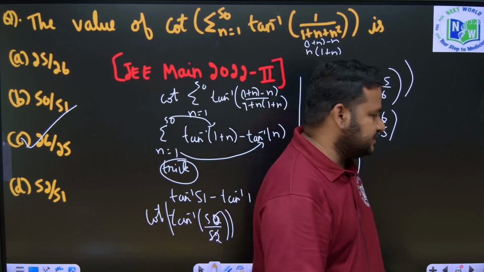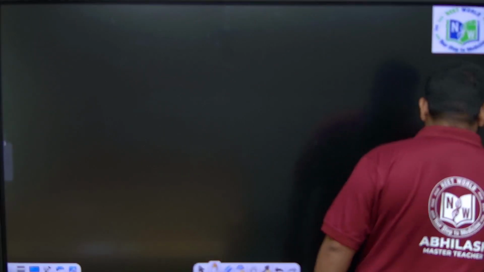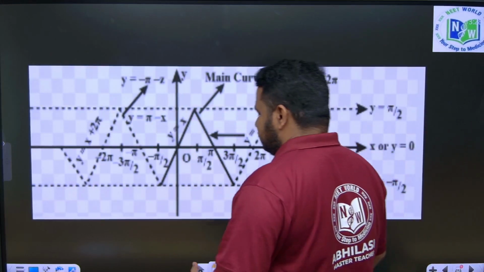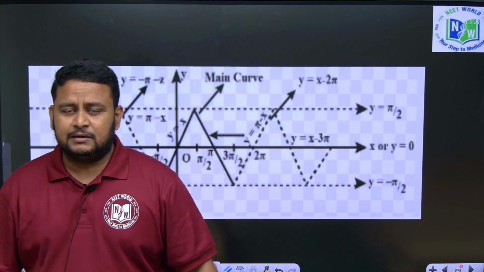Is it clear, friends? This is how you solve this question. Let us go to the next thing. This we have solved. Now, till now we solved all the questions based on principal value branches.